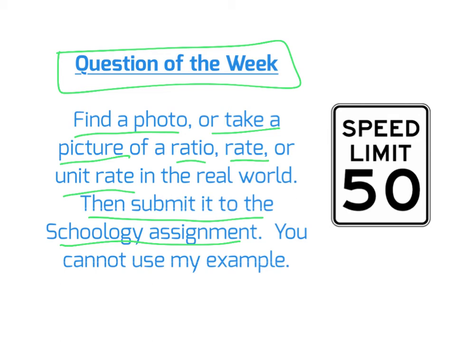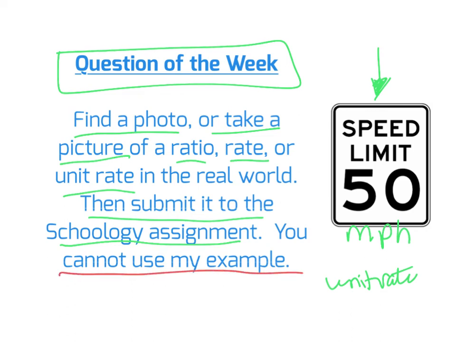So my example is a speed limit sign. You see them all over. Tells you the speed limit, and basically it means 50 miles per hour, which is a unit rate. So this is my example. You cannot use my example.